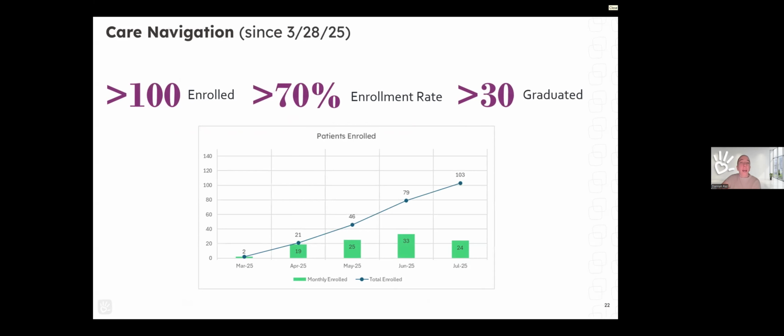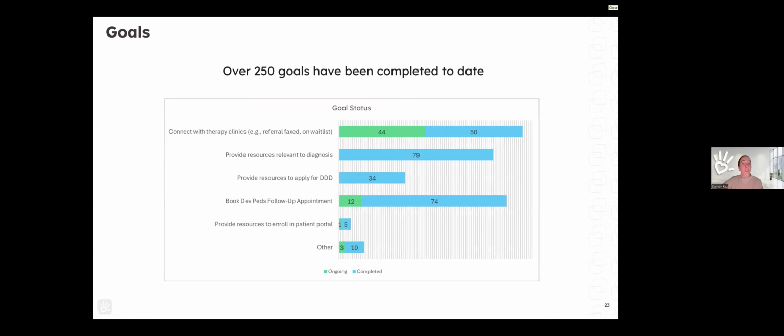So as of March, we have over 100 enrolled with a 70% enrollment rate from referral and over 30 graduates. So you can see over time just how many people are being touched and impacted by Amanda, our care navigator. And over 250 goals have been completed to date. We have quite a few goals that Amanda has with the parents and families that she interacts with.